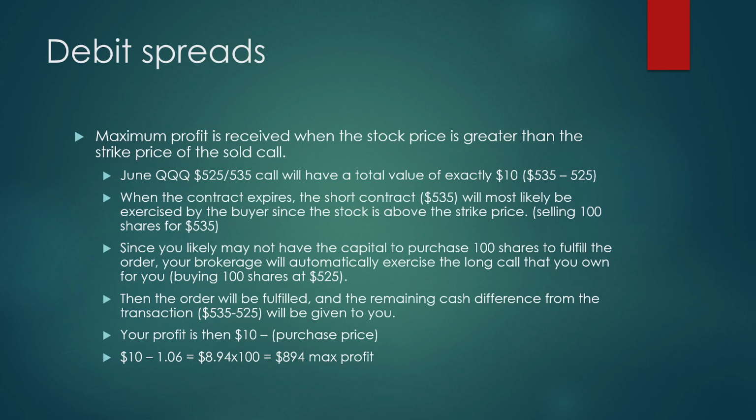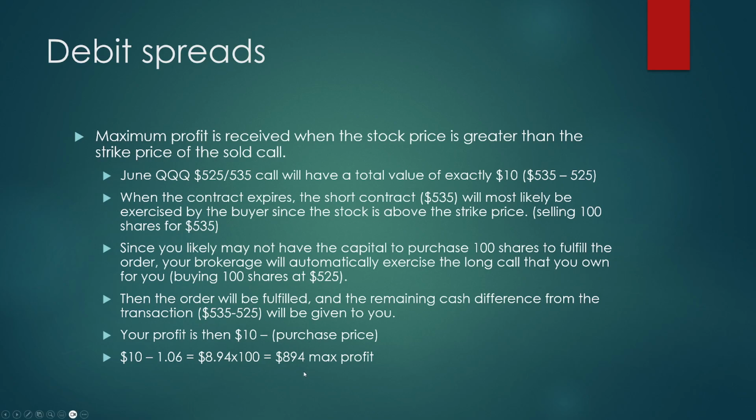So once the brokerage exercises the long call that you have, they're basically buying 100 shares at the strike price of the long call, which is 525, and then they're selling it for 535, which is the short call of the spread. And since the brokerage is doing it on your behalf, it's going to give you the cash difference from the transaction, which the total value will be $10 from the spread there.